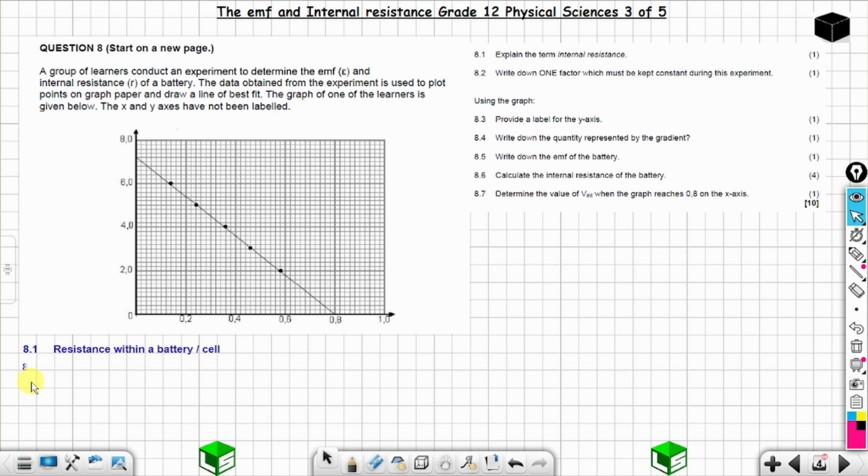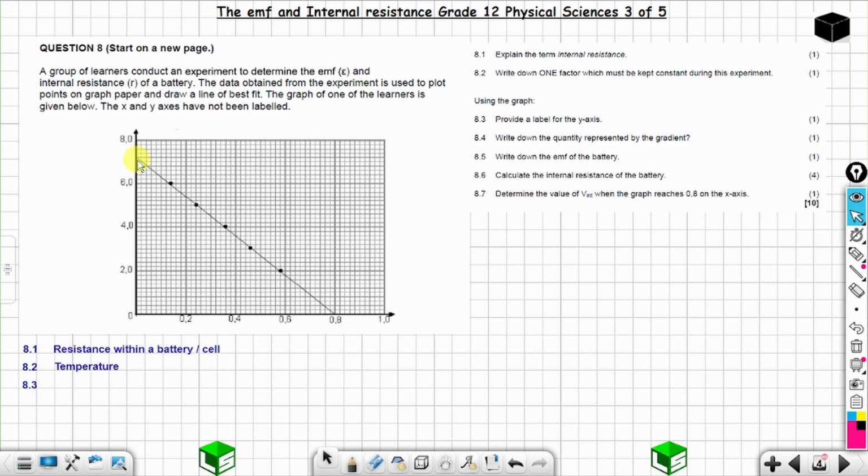Now, 8.2. Write down one factor which must be kept constant during this experiment. Remember, Ohm's law statement requires that you have the temperature constant. So you need to have the temperature constant for Ohm's law. Now, using the graph, 8.3: provide a label for the y-axis, 1 mark. You are going to have voltage on the y-axis and current on the x-axis.